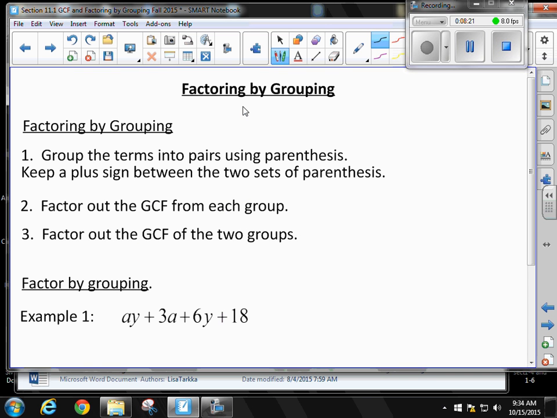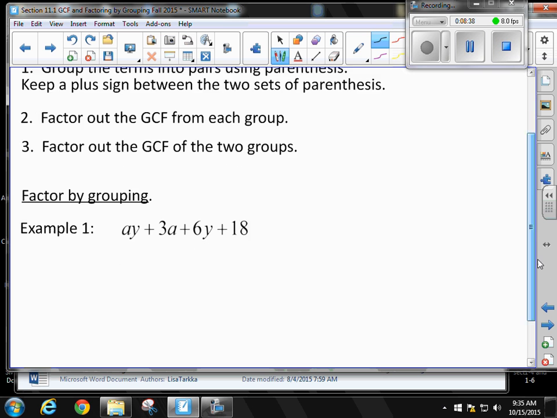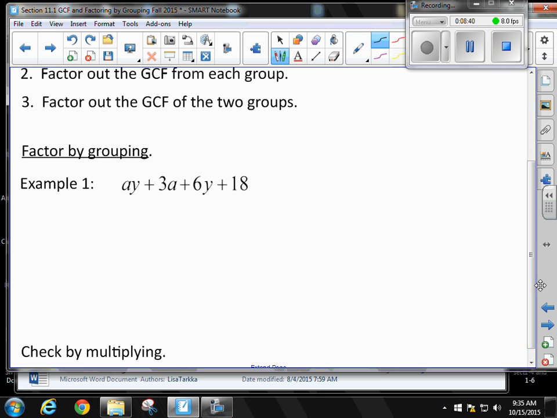Next, we're going to talk about factoring by grouping. You want to group the terms into pairs using parentheses. Keep a plus sign between the two sets of parentheses. Factor out the greatest common factor from each group, and then factor out the greatest common factor from each of those groups. So we're going to do an example here.